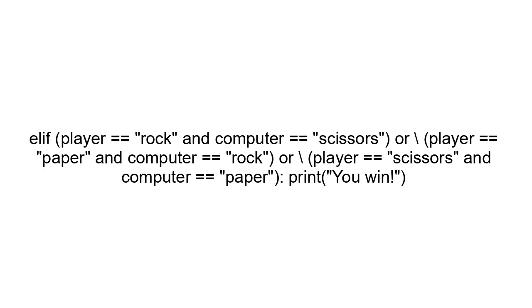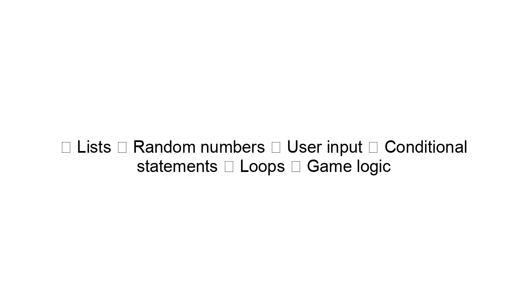"It's a tie." If player equals rock and computer equals scissors, or player equals paper and computer equals rock, or player equals scissors and computer equals paper, print "You win." Else, print "Computer wins." This allows continuous gameplay until the player quits.